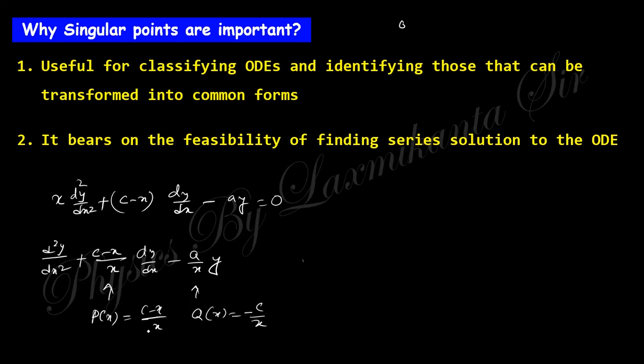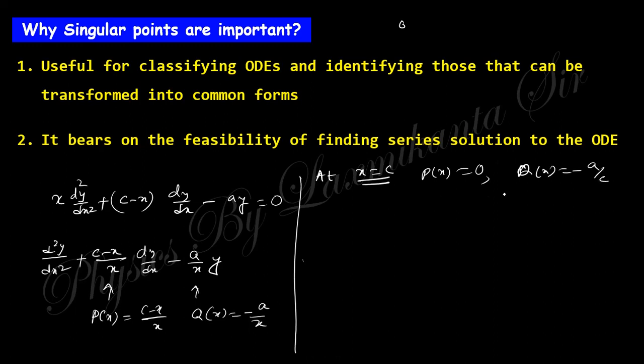At x equals c, you can see p of x equals 0, and q of x equals minus a by c. So these are finite, so this point is an ordinary point. And at x equals 0, p of x tends to infinity, and q of x also tends to infinity. Since these two are infinite, this is the singular point.